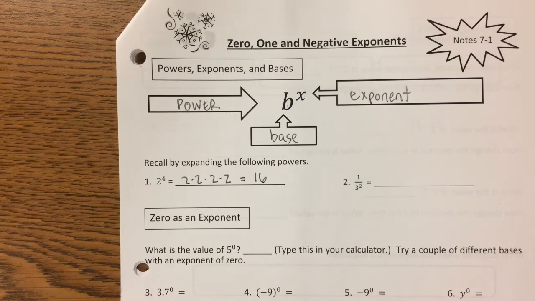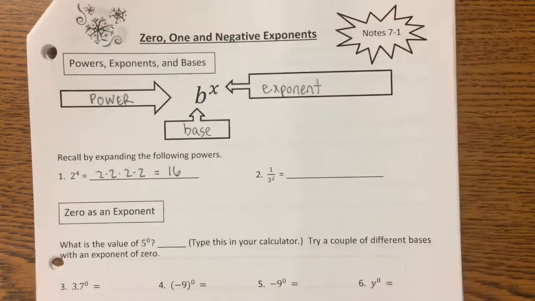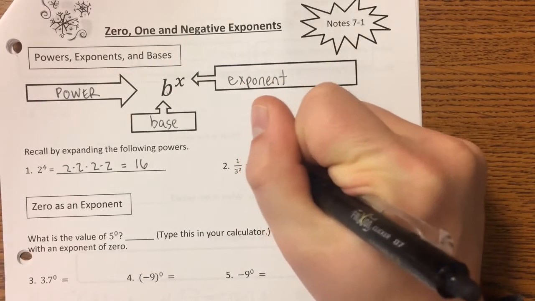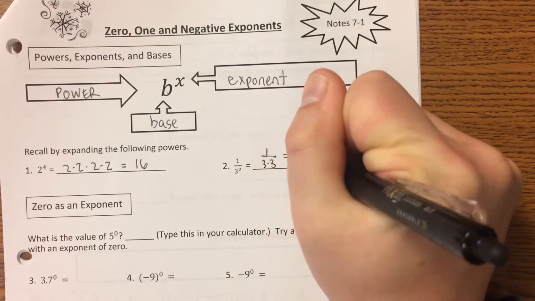If I have 1 over 3 squared, I'm trying to simplify that. That just means 1 over 3 times 3, which is 1/9.